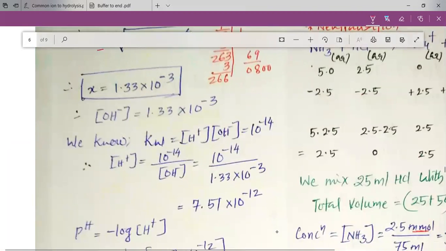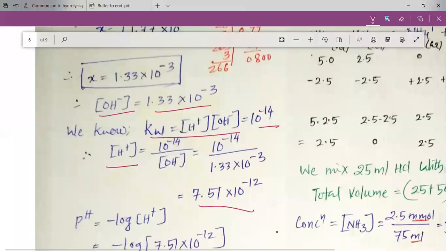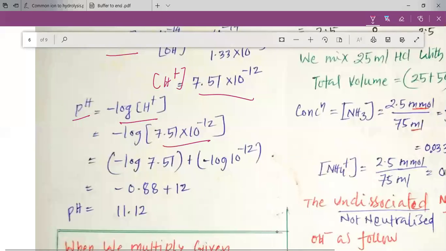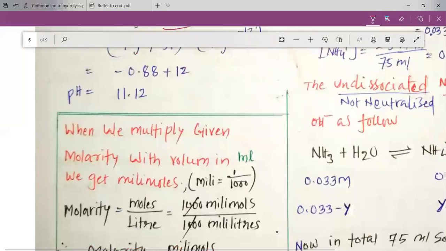So now you have the concentration of OH minus, which is 1.33 into 10 to the power minus 3. We know that Kw is equal to H plus into OH minus, which has the value of 10 to the power minus 14, and thus we can calculate the value of H plus, which is 7.51 into 10 to the power minus 10. Using this value for the concentration of H plus, we can calculate pH. pH is equal to minus log of the concentration of H plus, which is 7.51 into 10 to the power minus 12. On the basis of that, we can find out the pH, 11.12.